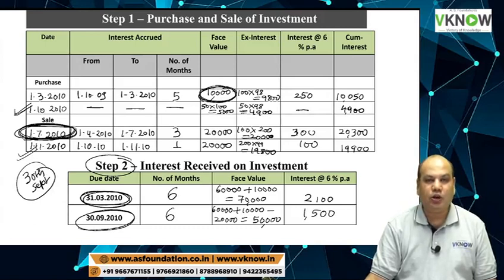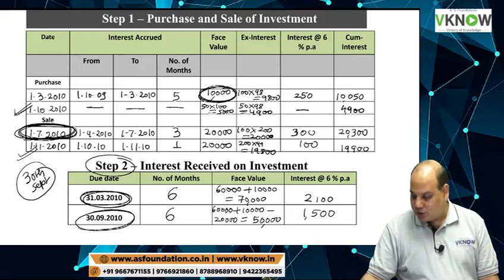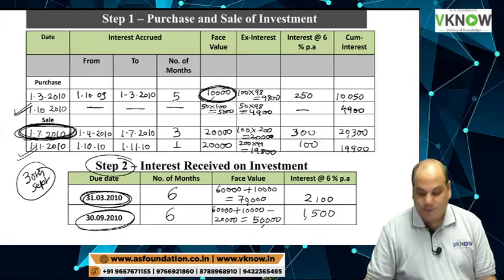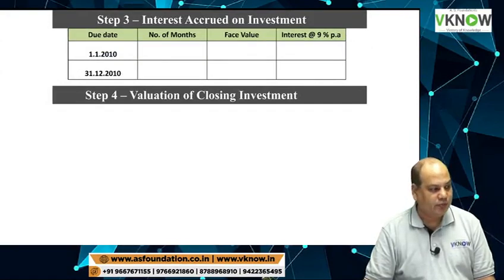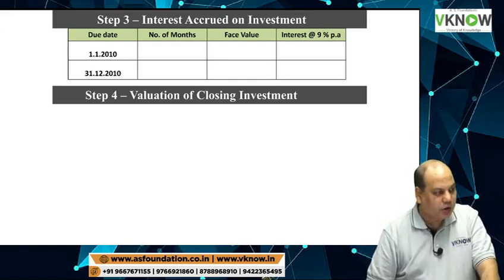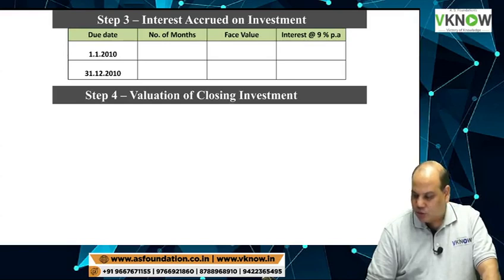Any query on step 1 and 2? If no, let us go to step 3 or working note 3, interest accrued on investment. Interest will accrue on 1st January at the beginning and 31st December, that is year end. Please draw the format: due date, number of months, face value, interest at the rate of 6% per annum.